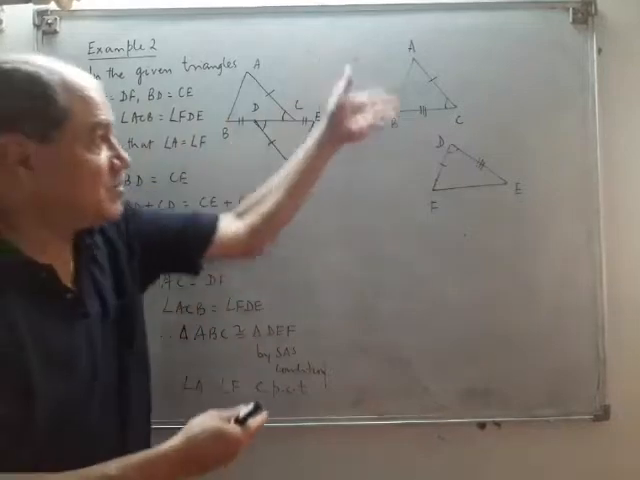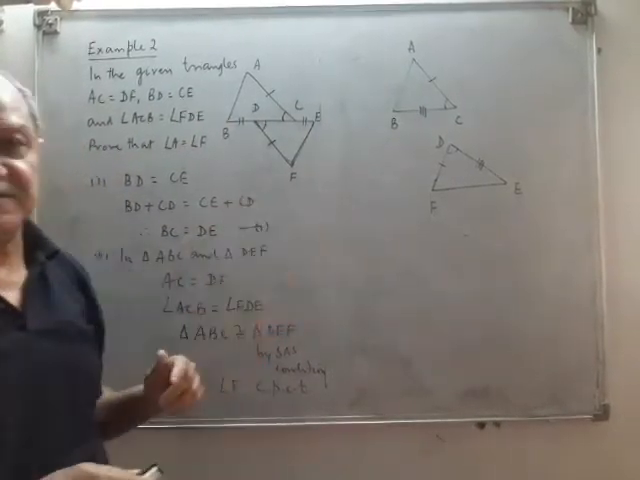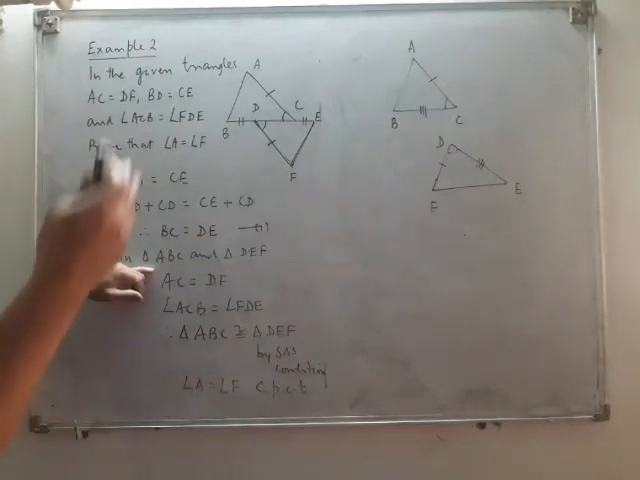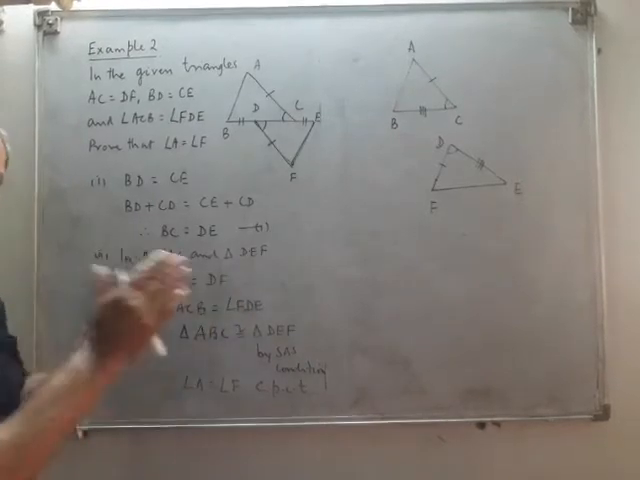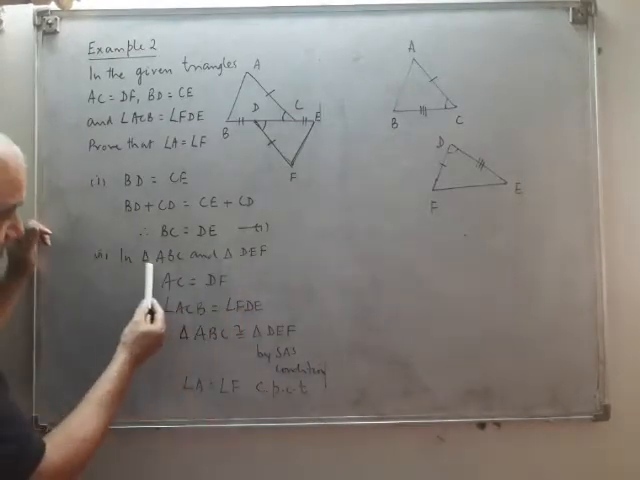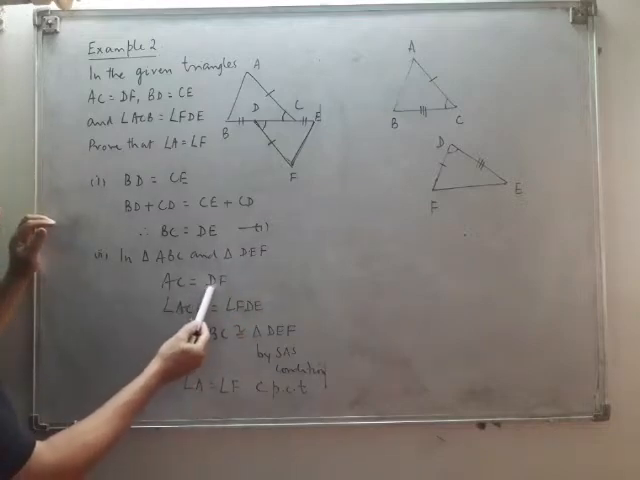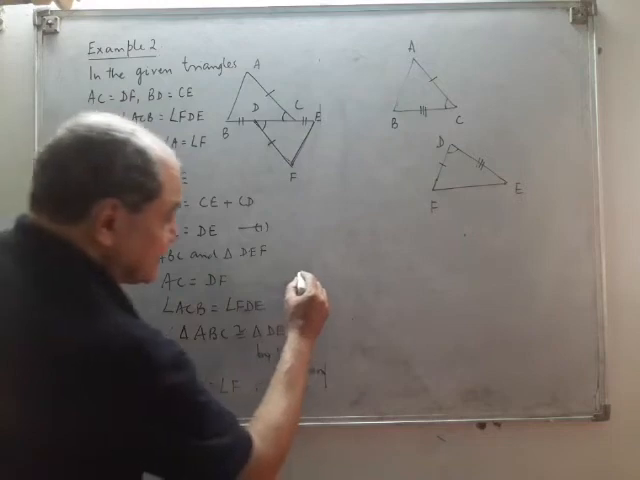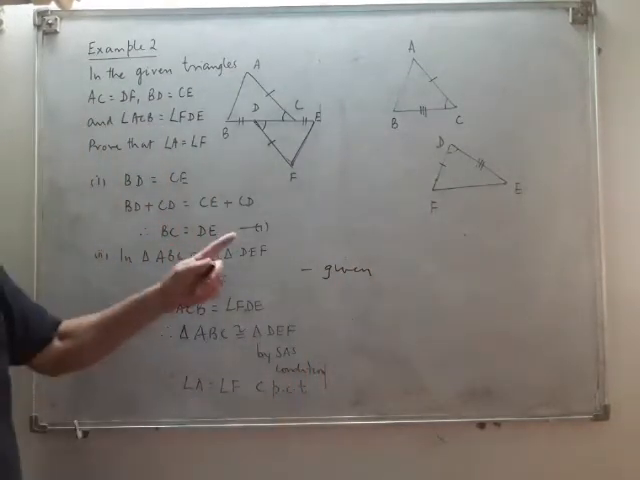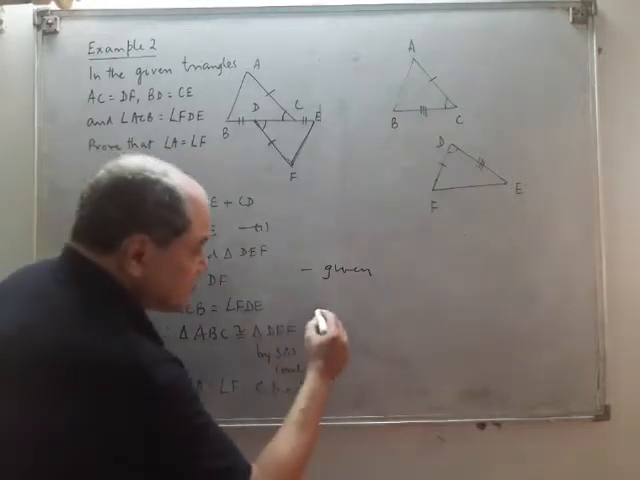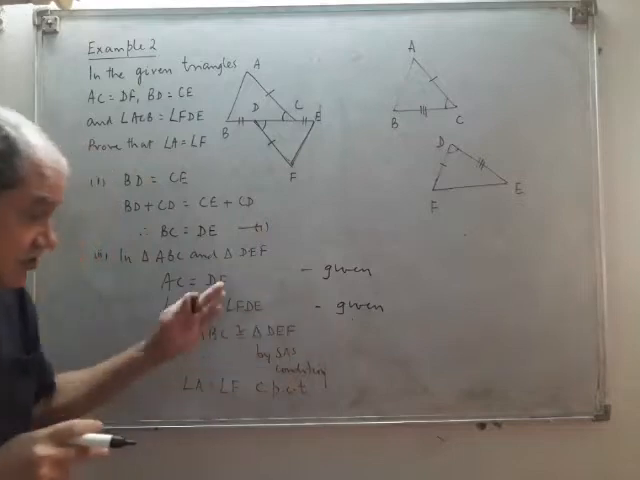Now we are going to establish triangle ABC and DEF to be congruent. Let's see. Remember the format I told you? First of all, the two triangles to be proved congruent: triangle ABC and triangle DEF. AC is equal to DF. This is given. Angle ACB equals angle FDE. This is also given. Remember, you must write the reason statement, a reason.